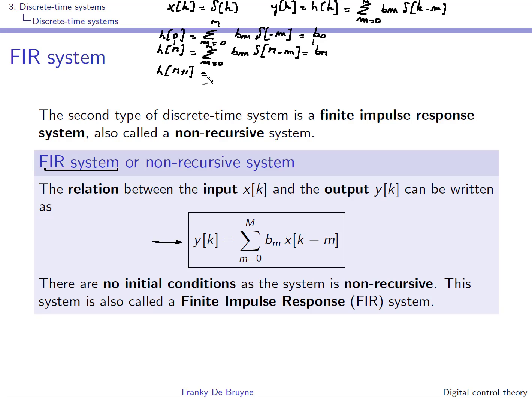And now let's have a look at what happens after M. So for instance, at M plus 1, the sum is m equal to 0 up to M of b m delta, we replace k by M plus 1 minus lowercase m, and in this sum going from 0 to uppercase M, there is no term that will contribute because the index is always going to stay positive. Okay, so this is going to be 0, and it will stay 0 for all indices larger than M. So we have shown indeed that the impulse response is finite. So the length of the impulse response is indeed finite.